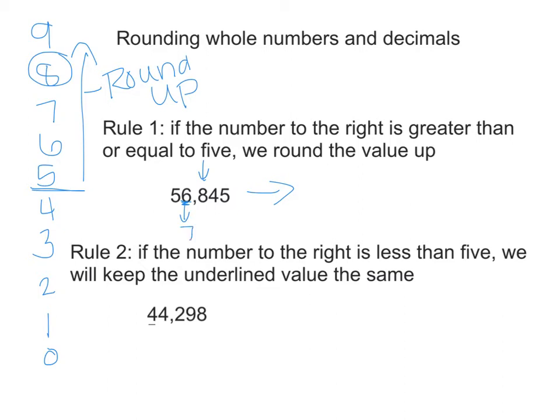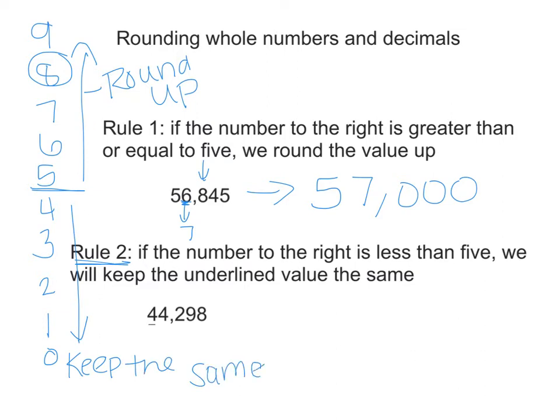Okay, so when you're rounding, you always keep the numbers in front or to the left of the underlined digit. Then I'm going to change my underlined digit to a 7, and then I'm going to make the rest of them zeros. They act as placeholders. Rule number 2 states that if the number to the right is less than 5, we keep the underlined value the same. So this includes 4, 3, 2, 1, and 0. That would make it the same.